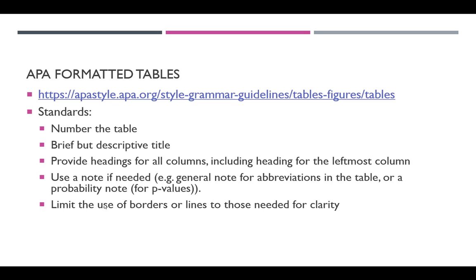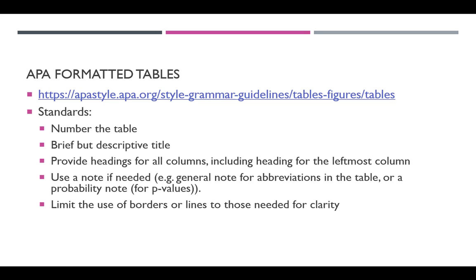But the APA say that there are a number of standards that you should really be trying to maintain when you're reporting tables. So they should have a number, they should have a descriptive title, but it should be brief. There should be headings for each of the columns, including the leftmost column, which is sometimes called the stub column. If in doubt, label that as variable.